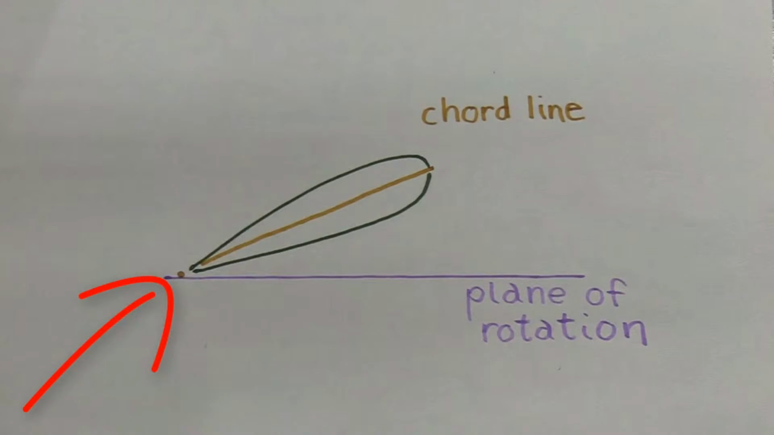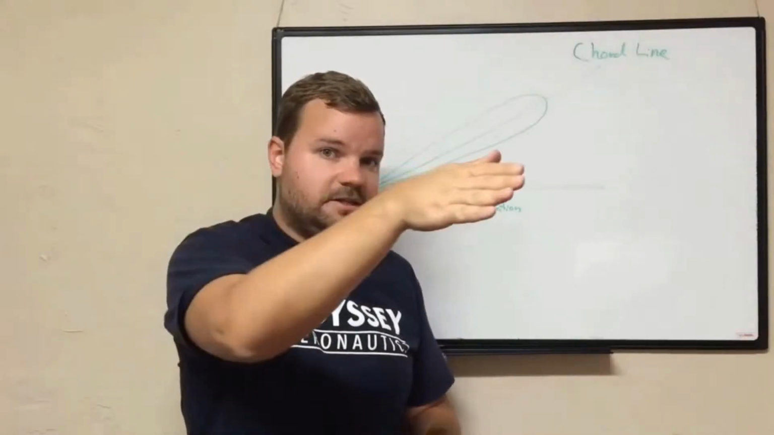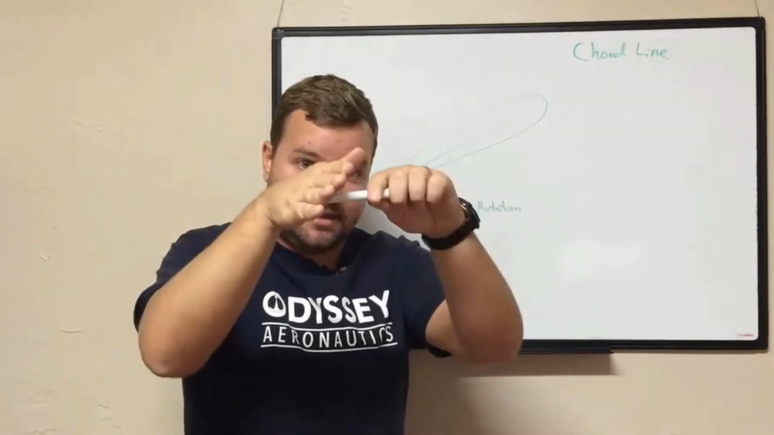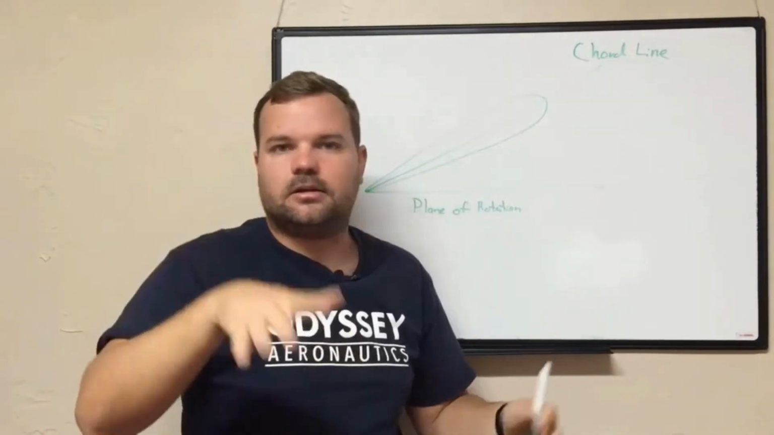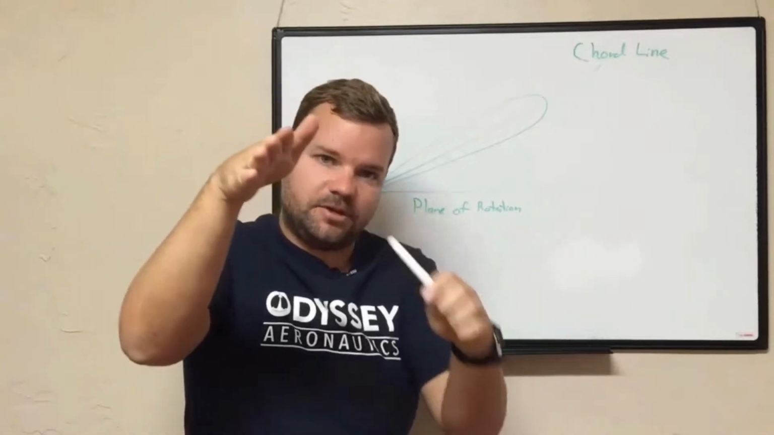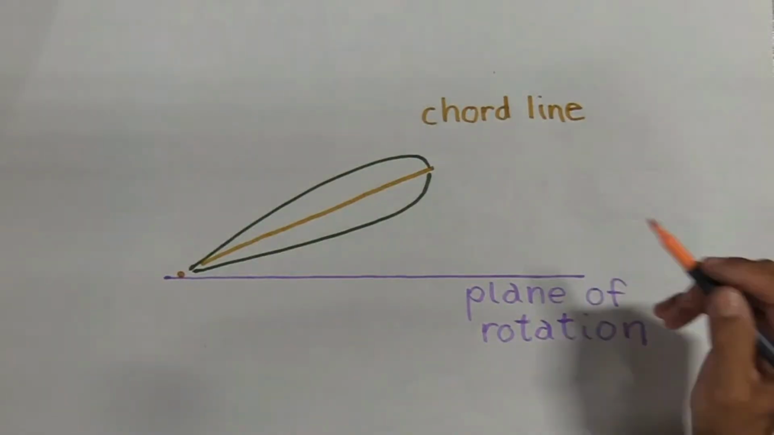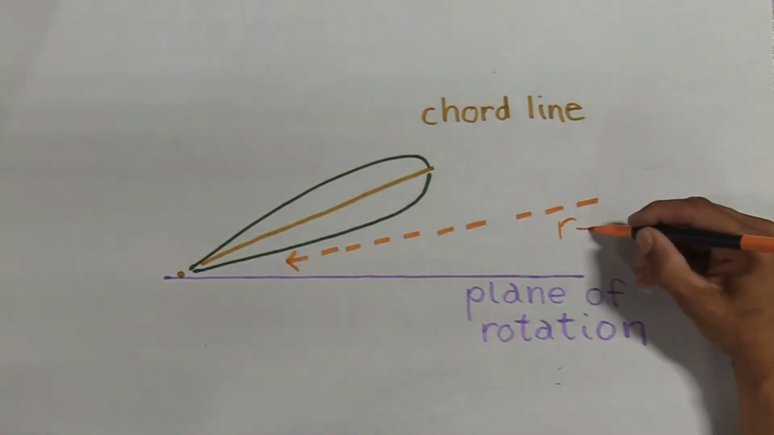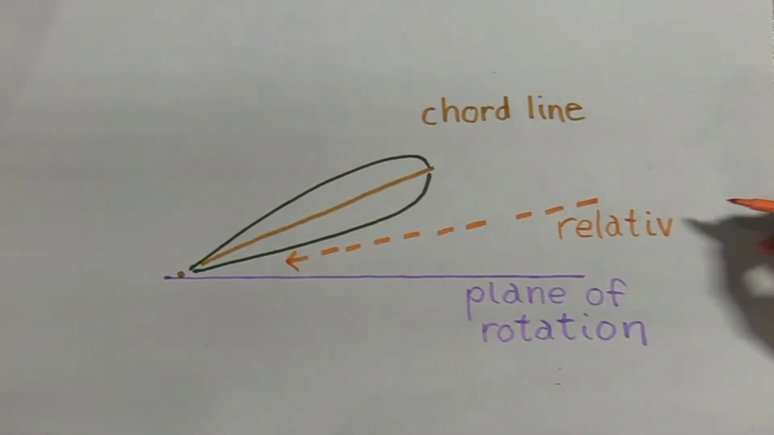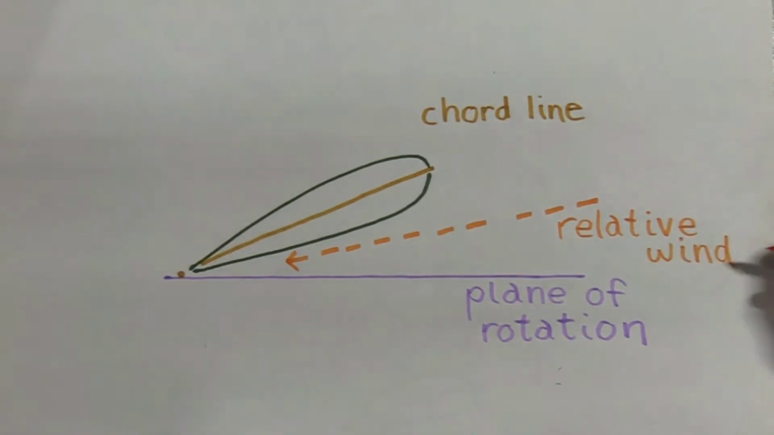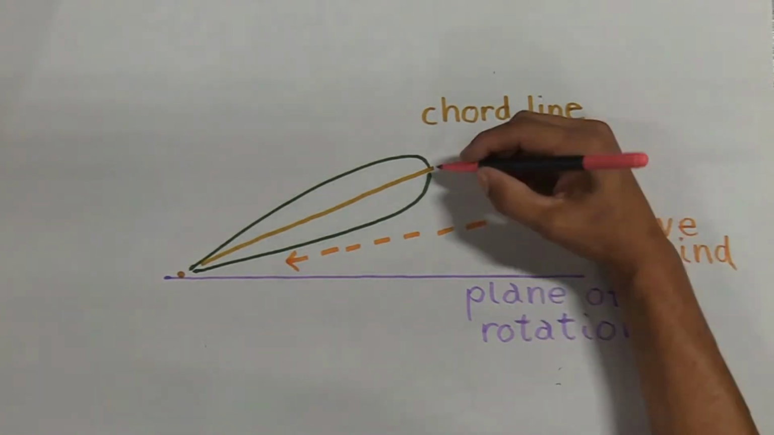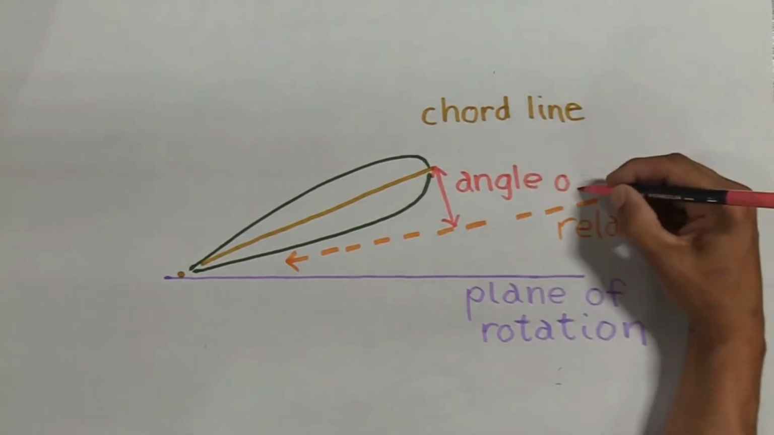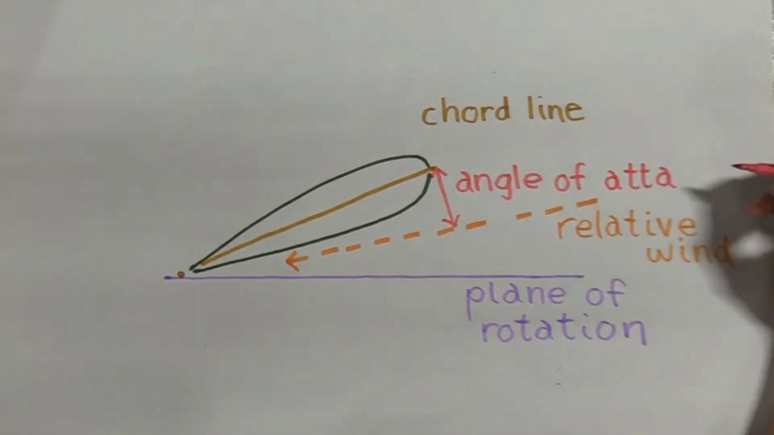Now, just because a rotor blade is moving through the air like this doesn't mean that is necessarily the angle the wind is striking it at. It's not necessarily coming like that. Depending on if you're climbing, or descending in an autorotation or whatnot, the wind might be striking it at different angles. So we have what we call the relative wind. This is the actual angle that the air is striking the rotor blade. Between the relative wind and the chord line, this is your angle of attack. This is where we get our lift from.